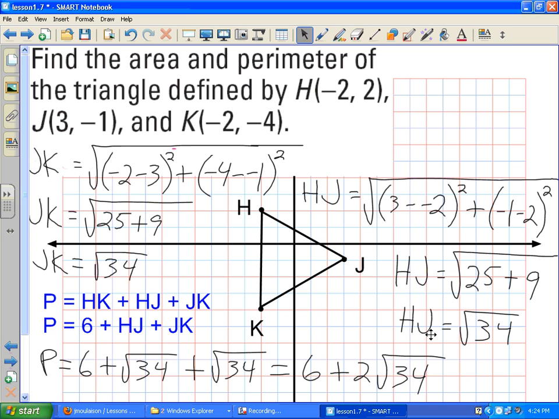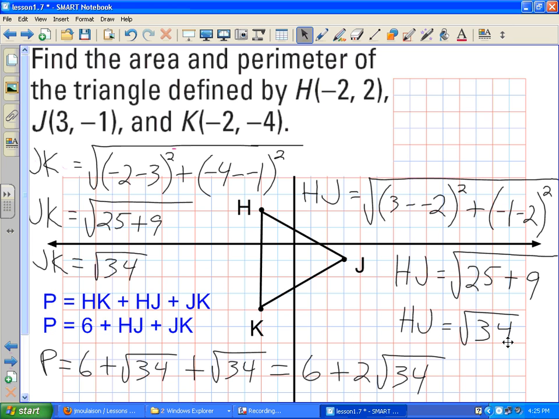To determine the perimeter, I need not only the length of this vertical line, but these two segments, HJ and JK, which are neither horizontal nor vertical. In order to calculate their lengths, I'll need to use the distance formula. So here you see an application of the distance formula to find the distance from point J to point K. That comes out to be the square root of 34. Then I use the distance formula to calculate the distance from point H to point J. That also comes out to be the square root of 34.